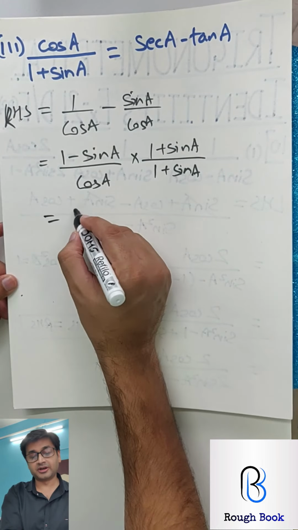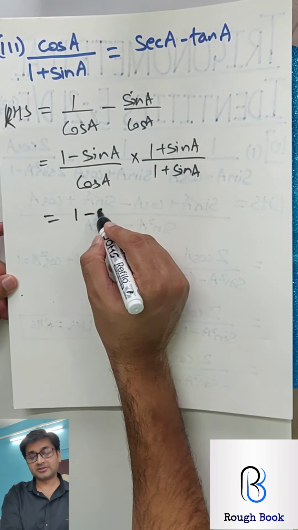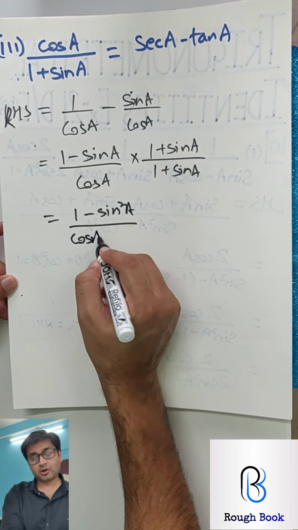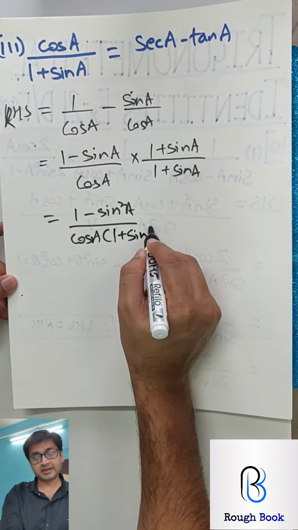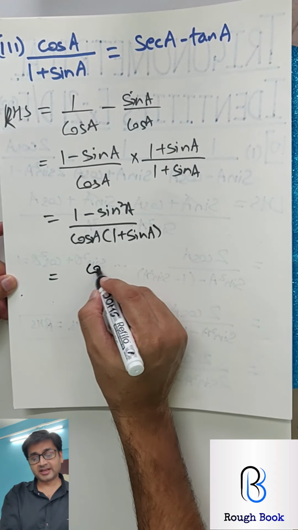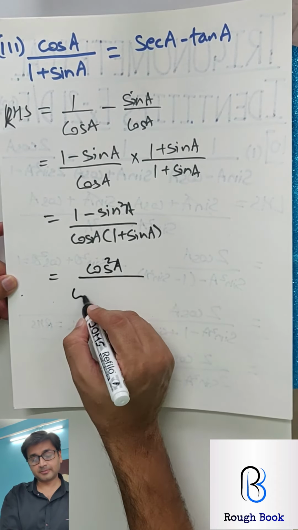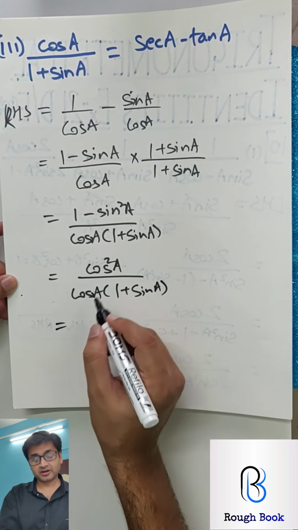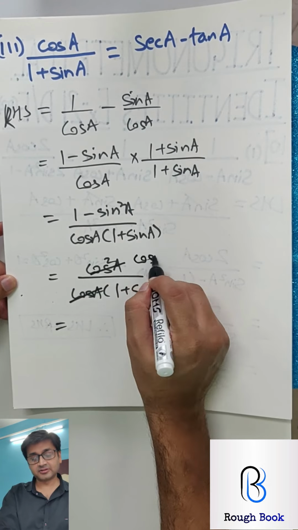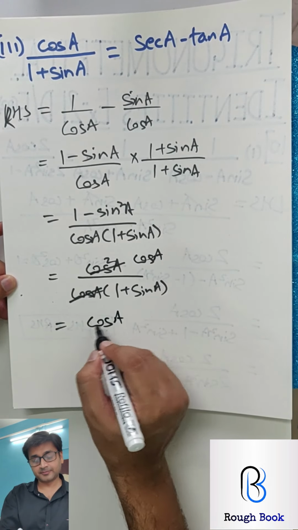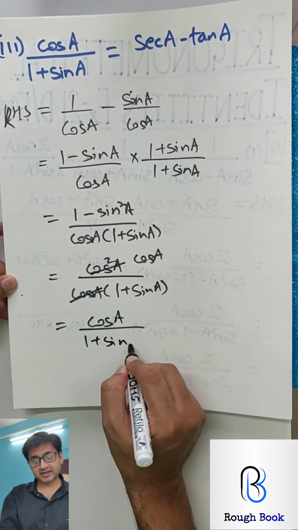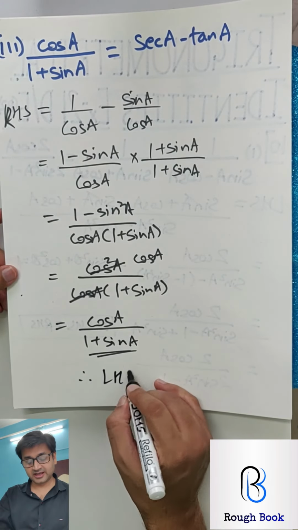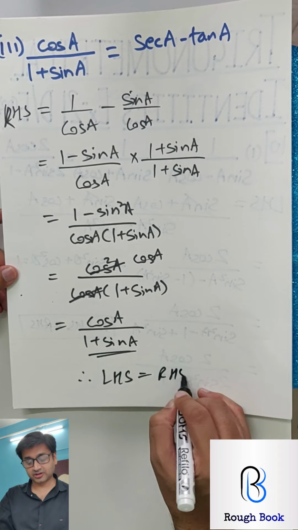So can you take the numerator first? A minus B, A plus B, so A square minus B square upon cos A into 1 plus sin A. 1 minus sin square can be written as cos square upon cos A into 1 plus sin A. Further, one cos A gets cancelled, so what is left is only cos A upon 1 plus sin A. Is that what we needed? Yes. And therefore we can say LHS is equal to RHS.